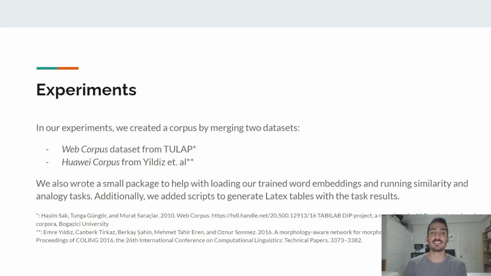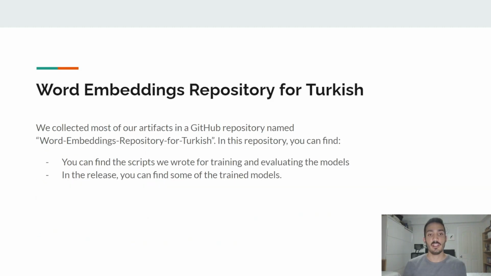We also provided some scripts to generate LaTeX tables after running your analogy tasks or similarity tasks and getting the results. In addition to the evaluation scripts and documentation scripts, you can find our notebooks in our repository, which we have used for our NLP tasks. You can find some of the scripts that we have used to train our word embeddings. Also, some of the already trained word embeddings are in our release section, so that maybe you can use them for your NLP tasks very easily.